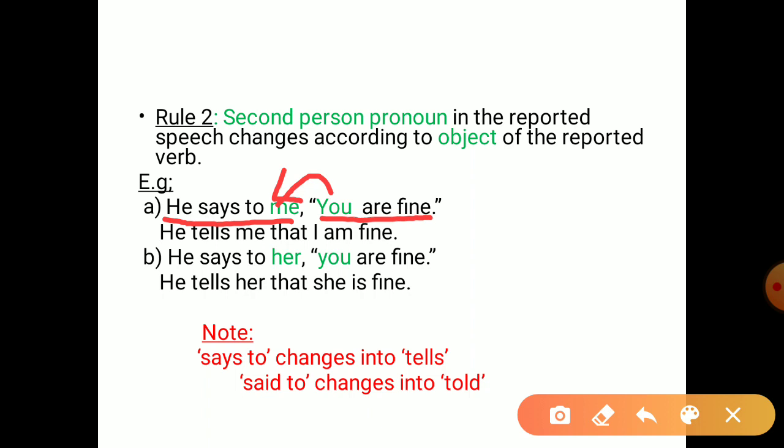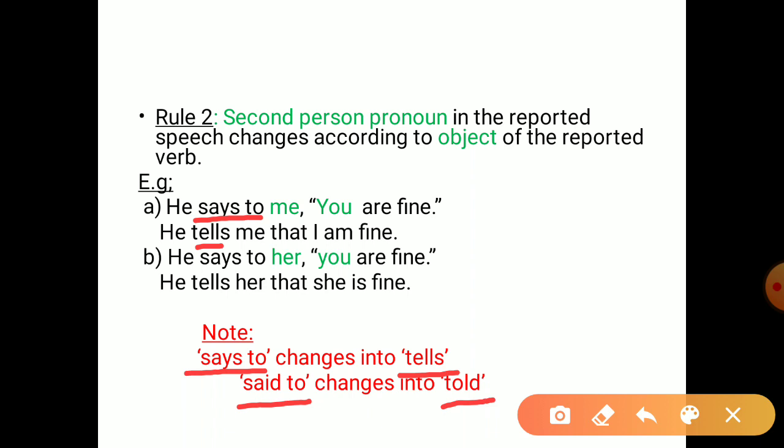But there's another change: says to changes into tells. See here, he says to me. In indirect speech, we say he tells me. Why? Because you can see the note that's written underneath. Says to changes into tells. Similarly, said to changes into told. These are two things that need to be understood. Or say changes into tell. To is omitted. We cannot say he tells to me. No, he tells me that I'm fine.